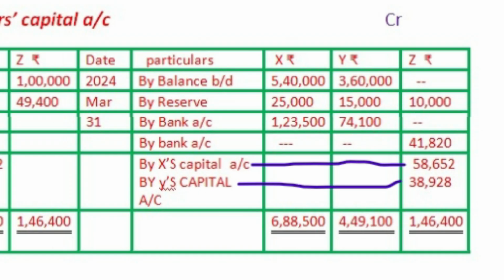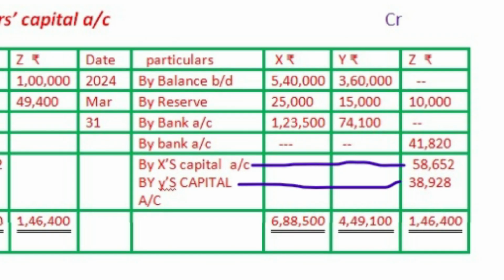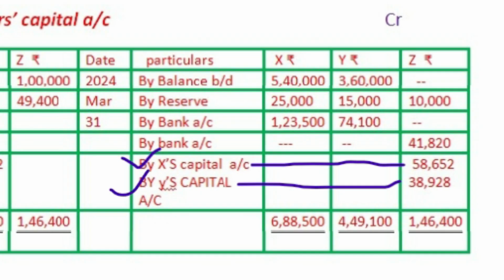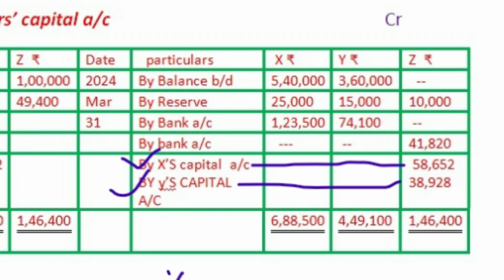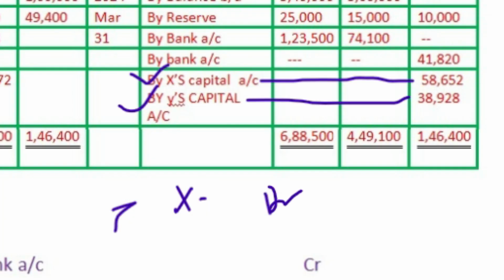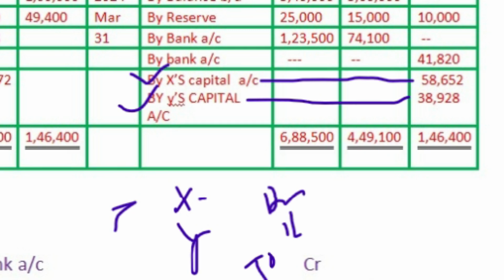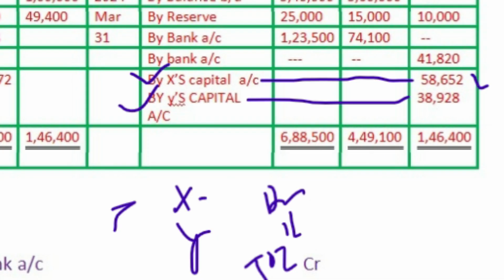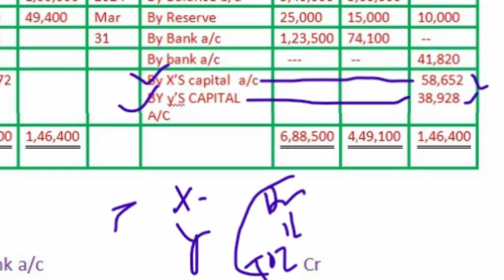So Z's capital account is closed, right? Then X is bearing the loss, Y is bearing the loss. So X's capital account debit, Y's capital account debit, to Z's capital account. This is the journal entry. In Z's capital account, X and Y bear the loss, and now they have lost this amount. When X and Y partners have shared the loss, it will appear on the debit side of their capital account.